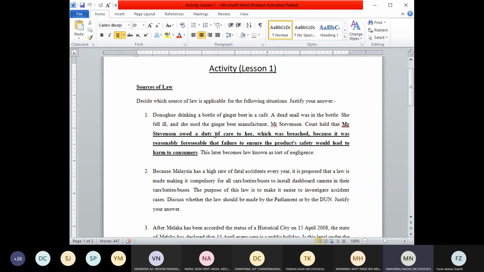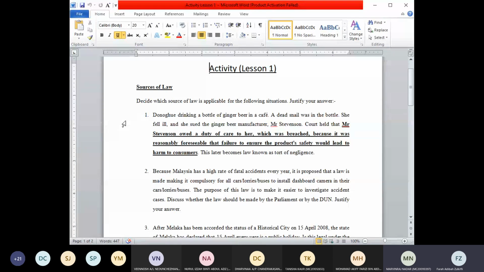So the duty of care means, according to this case, that an individual's act that could possibly harm others. Because of that, this duty of care has been established. Okay. But the question is which source of law is applicable? For this type of question, what source of law do you think is applicable for this situation? We learned about five sources of law: federal constitution, written law, unwritten law. Which source of law do you think is applicable for this situation? I think it's unwritten law, madam.